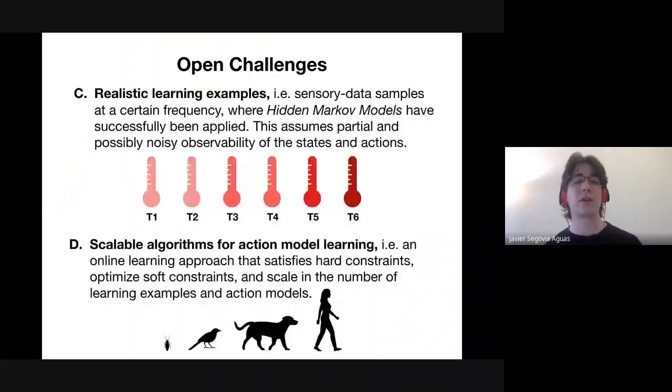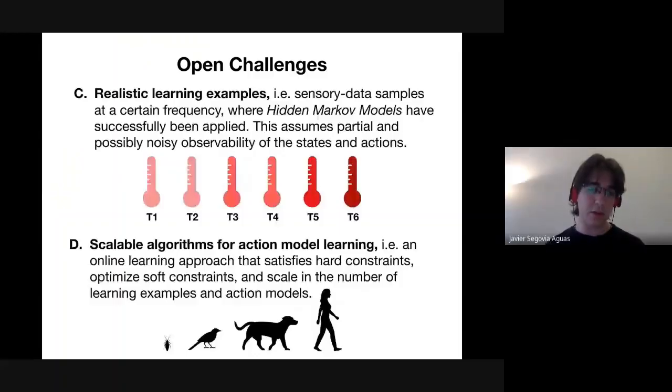And also, scalable algorithms for action model learning. For example, we have an online learning approach that satisfies some hard constraints, that optimizes soft constraints, that scales in the number of examples, and scales in the number of action models, because there is a huge limitation in the size of hyperparameters that we consider. The more learning examples we provide, the worse it works.